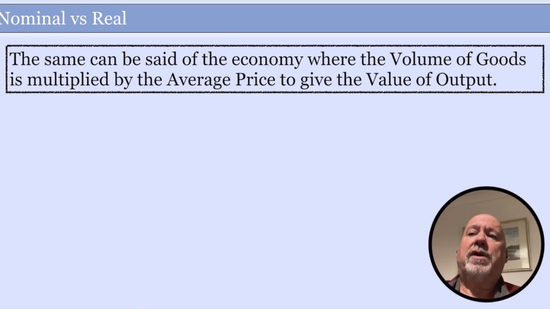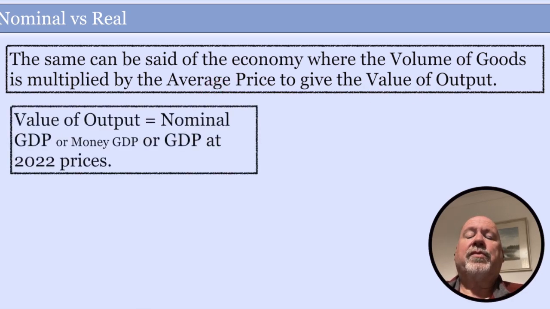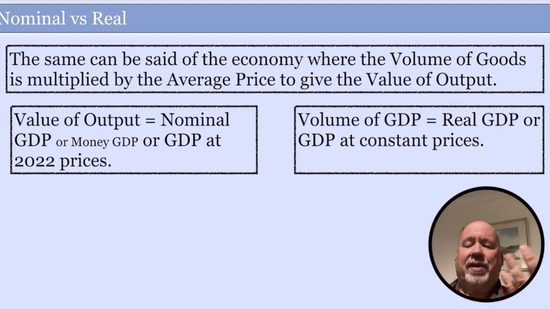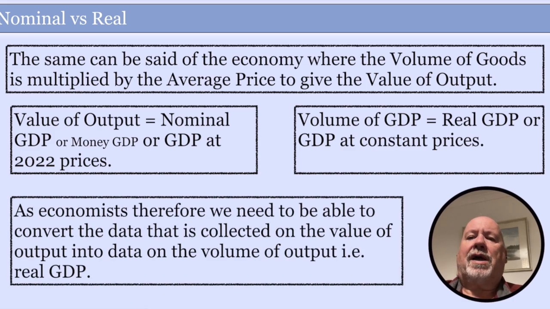And the same could be said of the economy, where the volume of goods gets multiplied by the price level to give us the value. So value of output is also known as nominal GDP, sometimes money GDP, or GDP at a certain year, here 2022, prices. So that's the value of output in this case, the year 2022. Whereas when you're looking for the volume of GDP, we call it real GDP, and that is the phrase GDP at a constant price. In other words, we've managed to take out of those figures the price increase that has happened in that time period. So as economists, we convert the data collected on the value, turn it into volume.